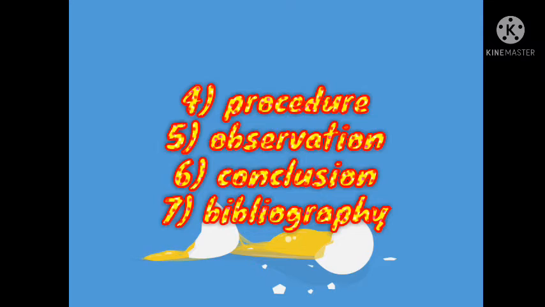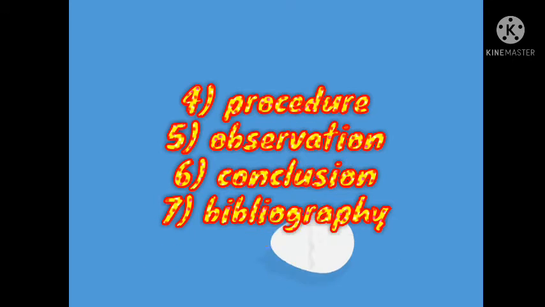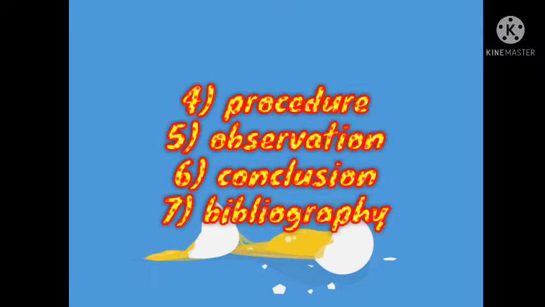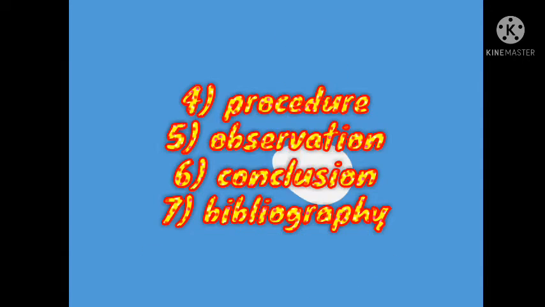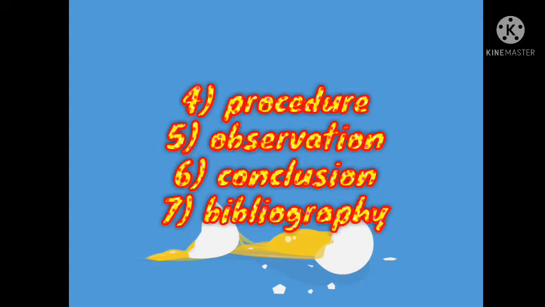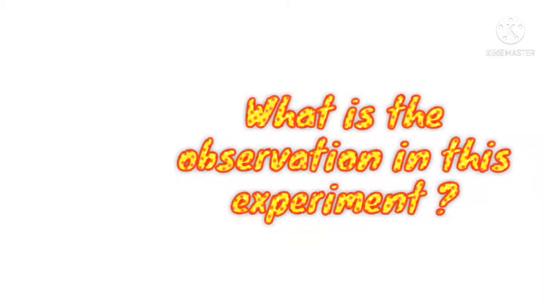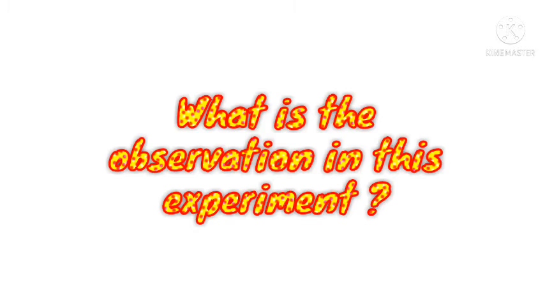Now, the next and last step in a scientific experiment is known as bibliography. Bibliography simply means the source of information. In this experiment, the source of information is Mr. Olia.